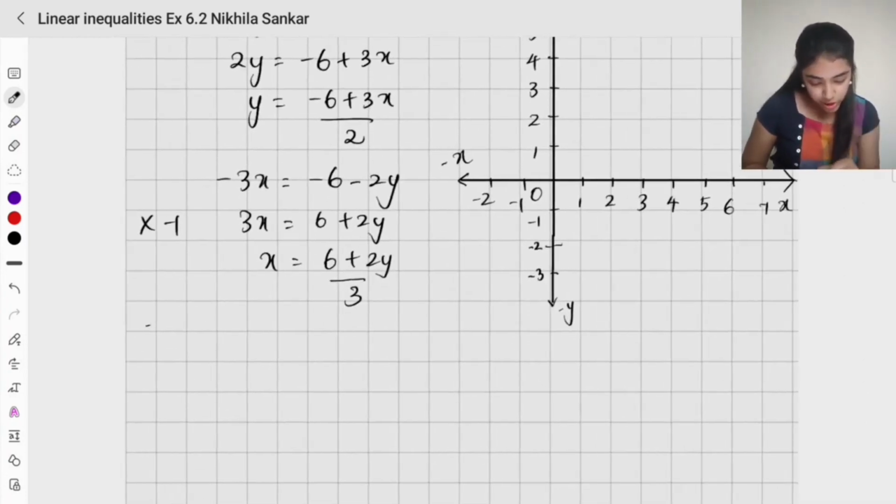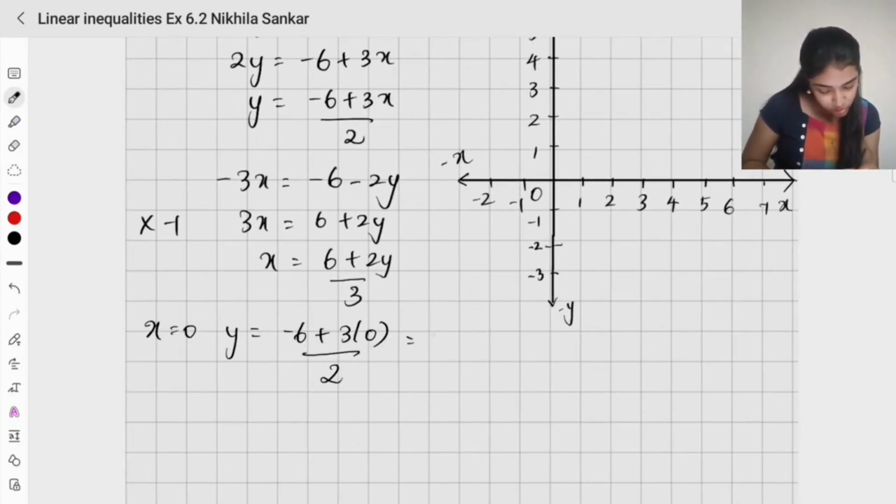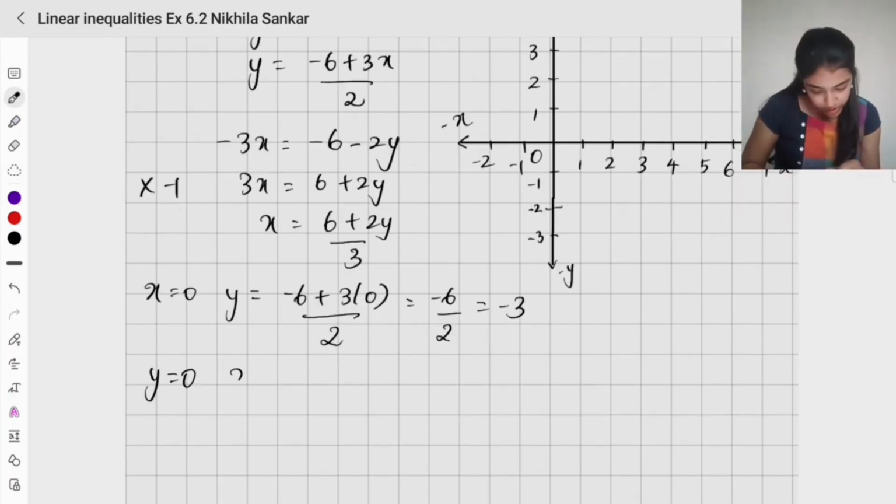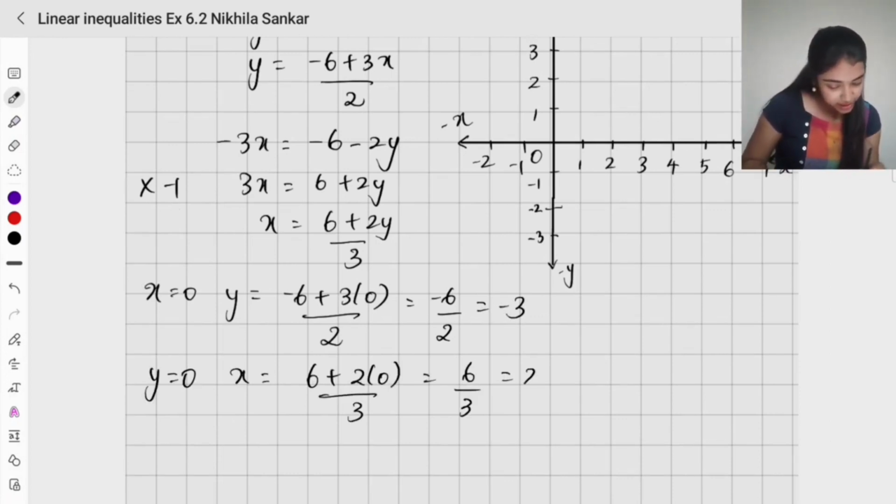இப்போ x உம் y உம் கண்டுபிடிச்சாச்சு. x is equal to 0 na, y is going to be minus 6 plus 3 into 0 divided by 2. So this is going to be minus 6 divided by 2, minus 3. If y is equal to 0, x is going to be 6 plus 2 into 0 divided by 3. This is going to be 6 divided by 3, which is 2.